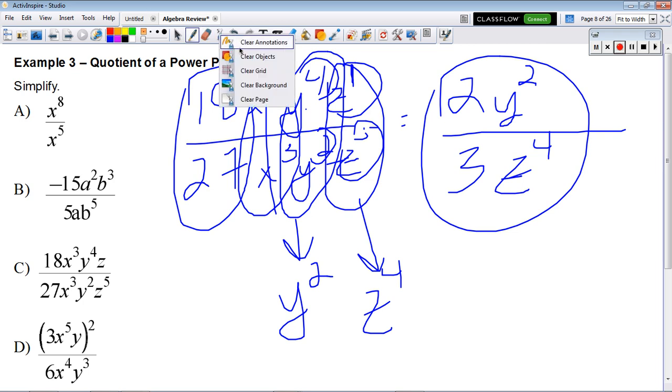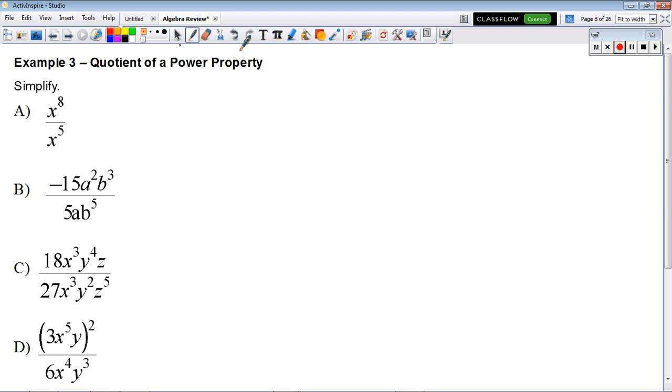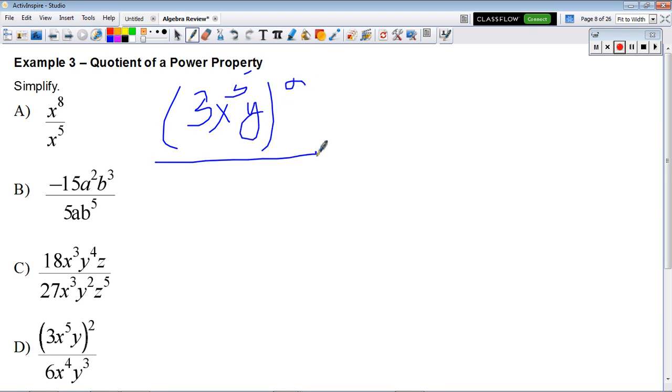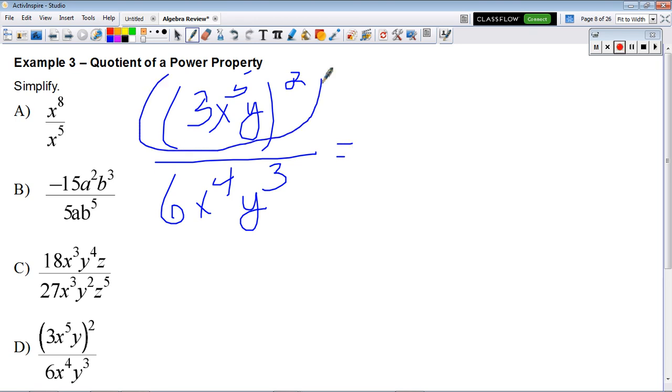For part D, it's a little bit different in that I have some things that I need to work out in the numerator first before I can do anything with simplifying and canceling. So I have this on the top, and then I have this on the bottom. Before I can get to anything with reducing or canceling or subtracting exponents, I have to get an answer to this first. So I'm going to put this off to the side here. To square the whole thing means to take each of these three parts to the second power, just like we talked about in the previous example.